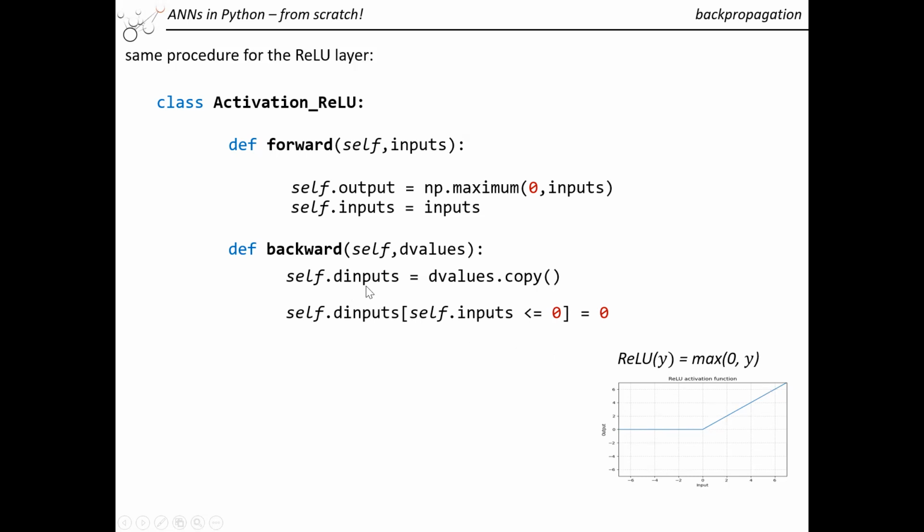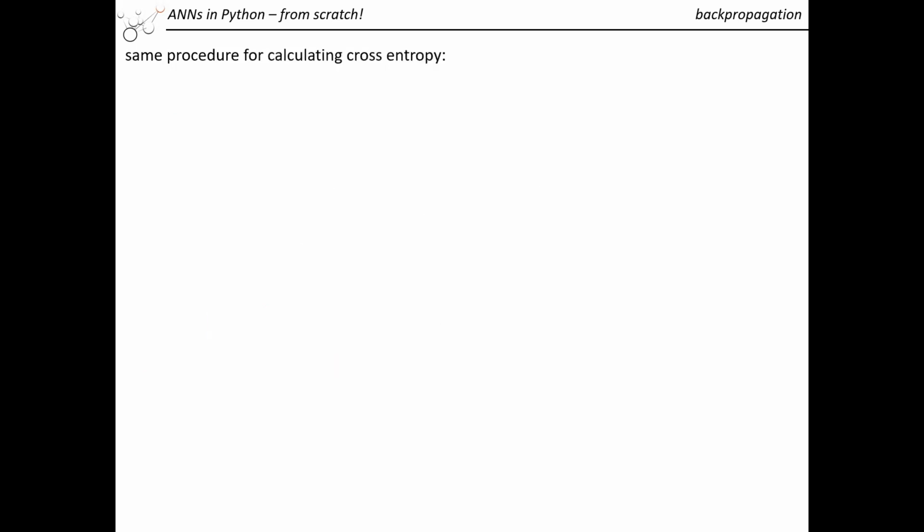So the only thing that we have to do is take the values and check where the inputs were negative, set those to 0, and that's our d inputs, which will be the d values for the next layer. So that is actually pretty simple. And before we go and calculate the cross entropy, we'd like to implement this in our code.